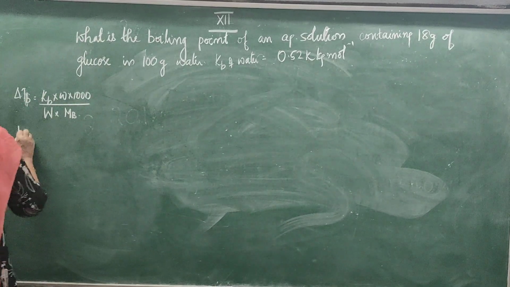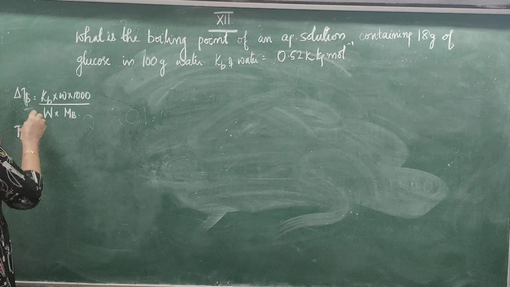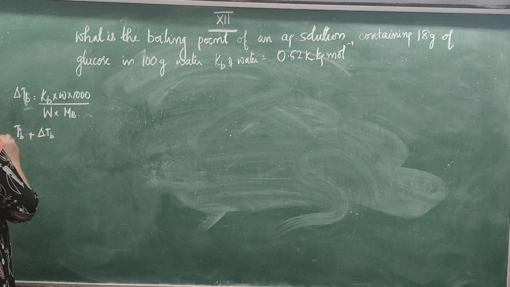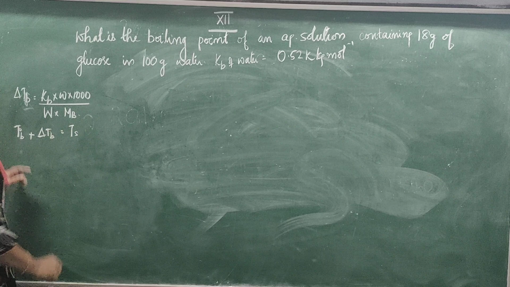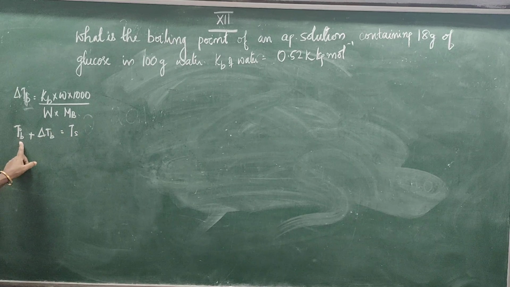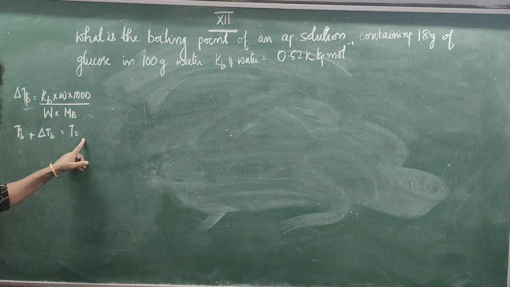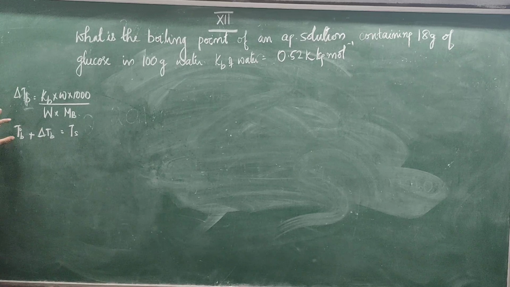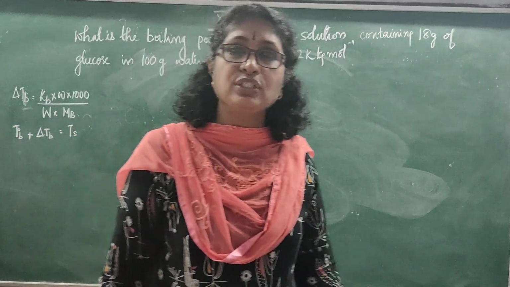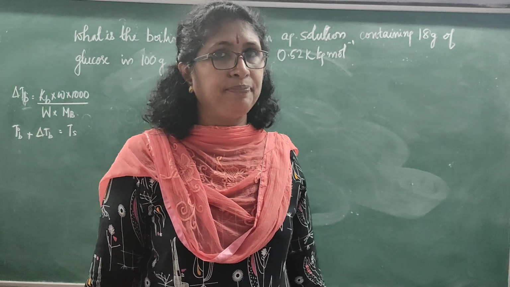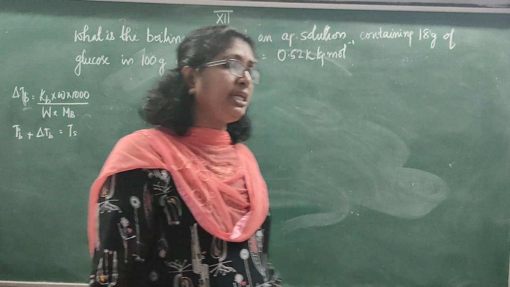Suppose T0b is the boiling point of pure water and delta Tb is the elevation in boiling point. Then what is the boiling point of solution? It is Ts, equal to T0b, the boiling point of pure water, plus the elevation in boiling point. You will get the boiling point of the solution, isn't it? So here we know the boiling point of pure water. That is 100 degrees Celsius or 373 Kelvin, isn't it? Now we will have to find out the delta Tb, that is elevation in boiling point.